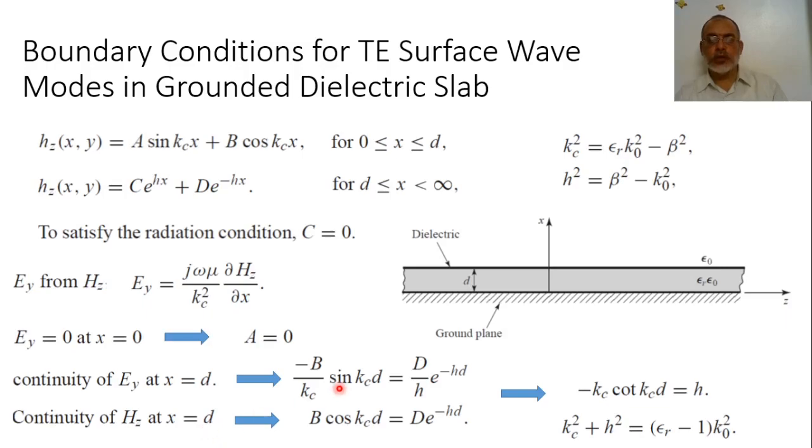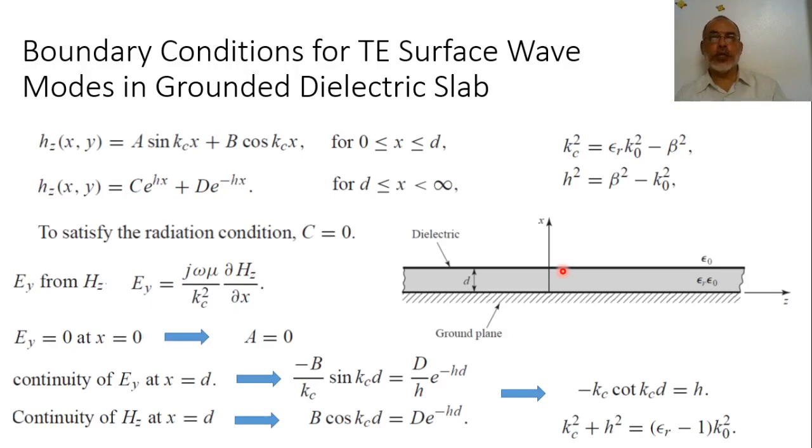And it should be noted that the tangential magnetic field here equals the tangential magnetic field here, because we don't have a surface current at the air-dielectric interface. If we had a surface current, the difference between the two tangential magnetic fields would equal the surface current density. Okay? Alright.